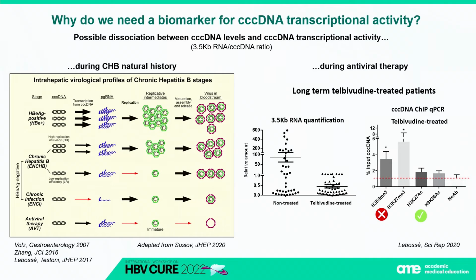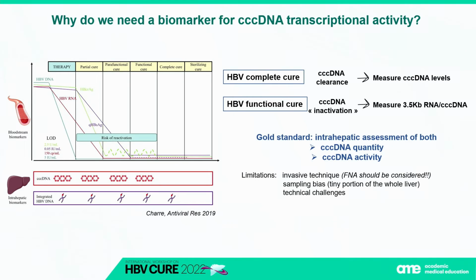And this transcriptional activity can vary across the natural history of chronic infection, but also potentially during antiviral therapy, as we have demonstrated in long-term tadbudin treated patients, whose cccDNA acquires negative epigenetic marks and has less progenomic RNA. So when we talk about functional cure, we are aware that cccDNA is still in the liver, but we want to be sure that it's functionally inactive, so the transcriptional activity is no longer there.